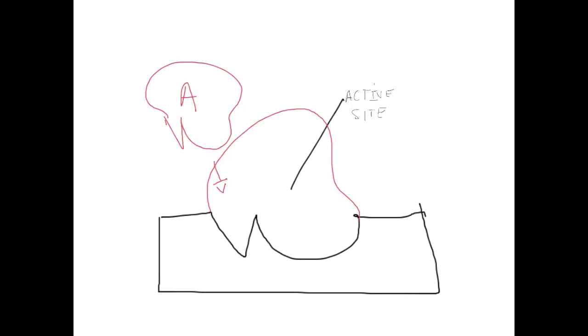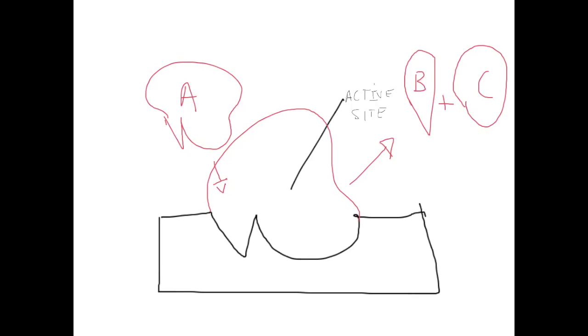We're going to call this A, and what comes out is going to be a product B as well as a product C. So A goes into our active site, the enzyme catalyzes a reaction, and it's going to split A up into B and C. Okay, very simple reaction, and one that this enzyme is going to do over and over and over again.